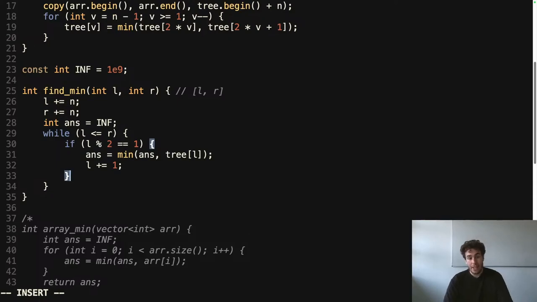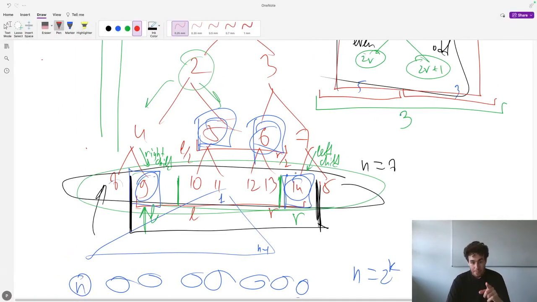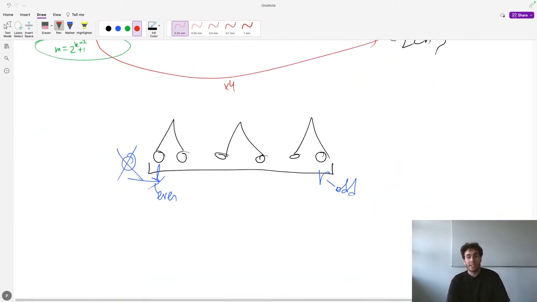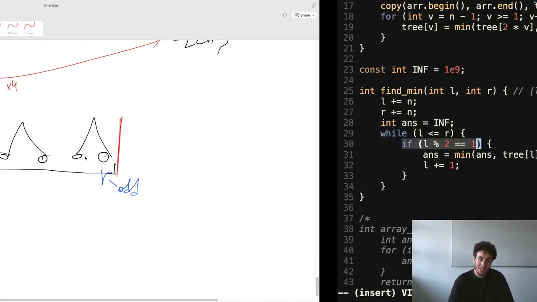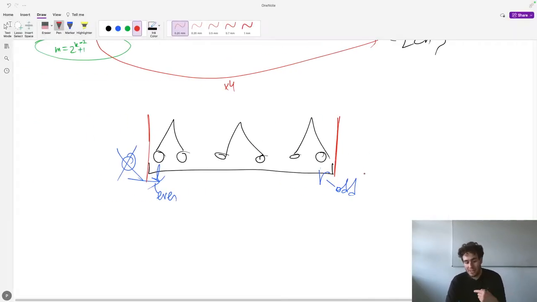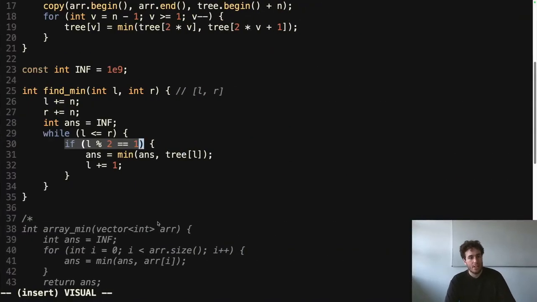And I need to do the same thing with the right bound. If the right bound this time is a left child, then I need to move it in, right? Again, looking at this picture, before moving to the next level, we need to have a nice structure of our segment. Our segment should contain paired numbers, right? So we should start with an even number and end with an odd number. If it's not true, so if the left bound is odd, we move it. If the right bound is even, we also move it.